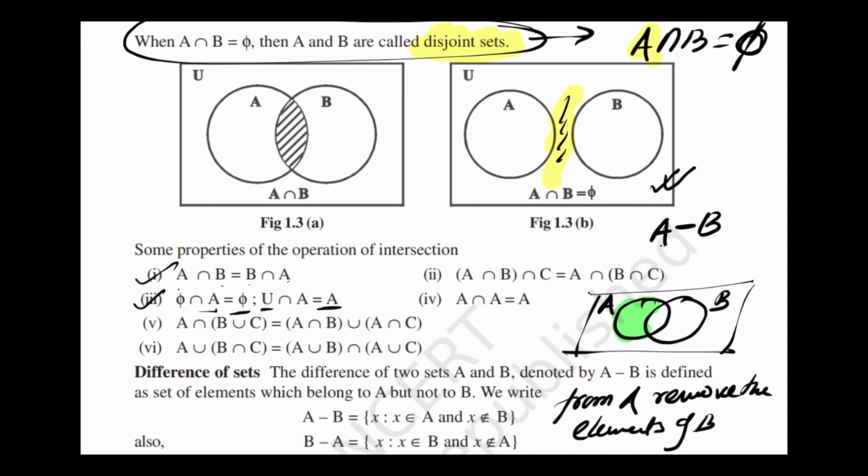Now if somebody says, sir, you defined A minus B, what about B minus A, sir? Same thing. From B, remove all the parts of A. Correct? Nothing more than that is there. So difference of sets means what, student? When we say A minus B, what does it mean? From A, remove the part of B. Okay.